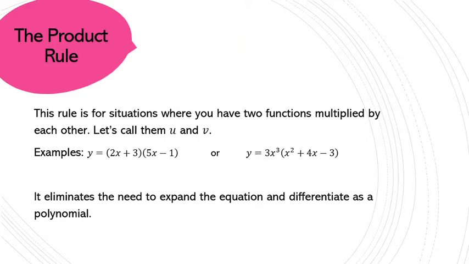So here we have two functions. We have this little one and that one, and they are multiplied by each other. And in our last class, we would just expand this and proceed to find the derivative from there. But we're going to do it a different way.